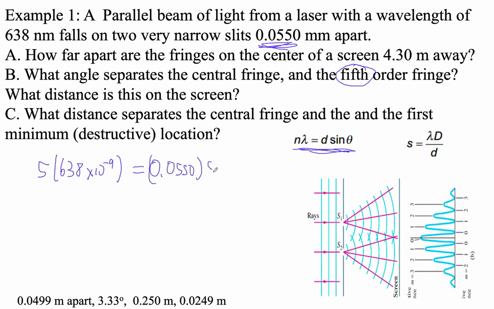Sine of the angle. So let's figure out that angle. I'm going to do the inverse sine of 5 times 638 e minus 9, divided by, oh, that's millimeters, so times 10 to the minus 3, divided by 0.055 e minus 3. Whoops, I just did 6. I don't think that'll matter.